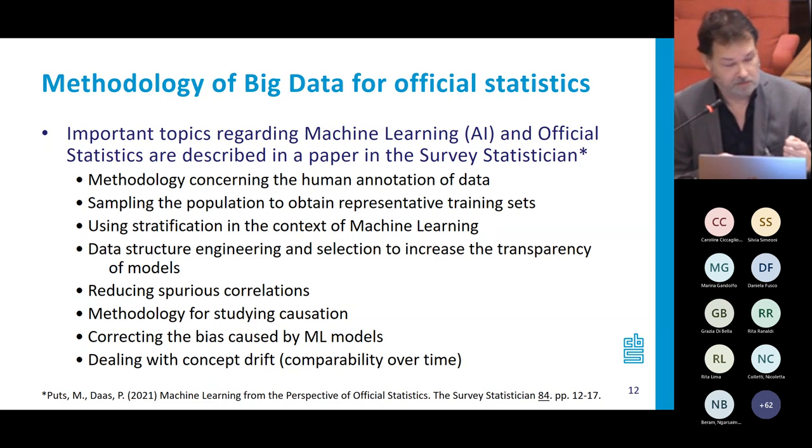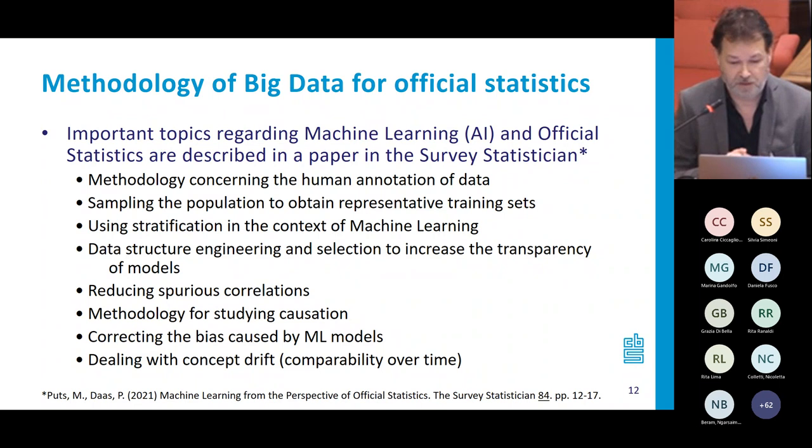A lot of these topics should be familiar for survey methodologists. It's about obtaining representative training sets. It's about using stratification and all those things. We can learn a lot from each other here.